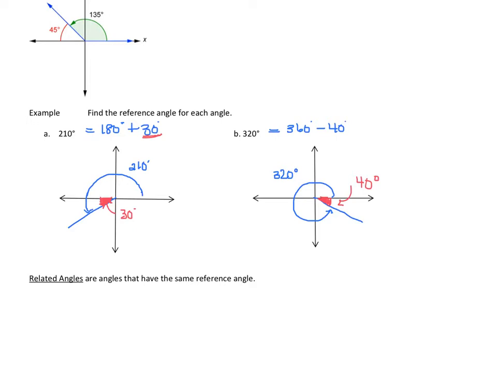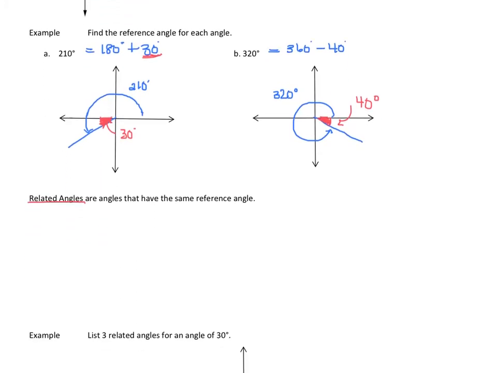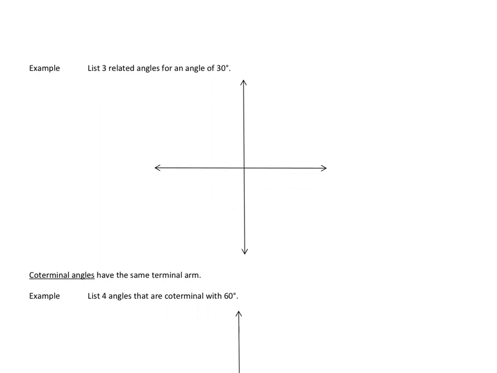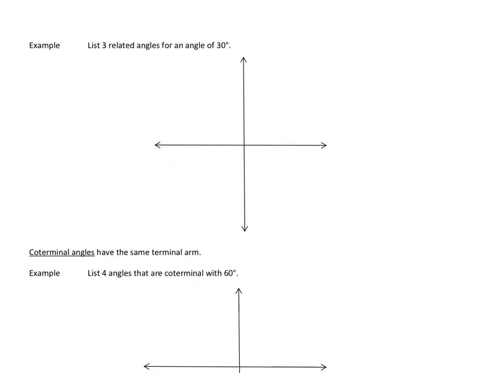Now, one more definition for you here is that of related angles. Related angles, it says, are angles that have the same reference angle. So in our next example, we're going to look at the related angles, or some of the related angles, for an angle of 30 degrees. So we can mark 30 degrees off in our first quadrant here.